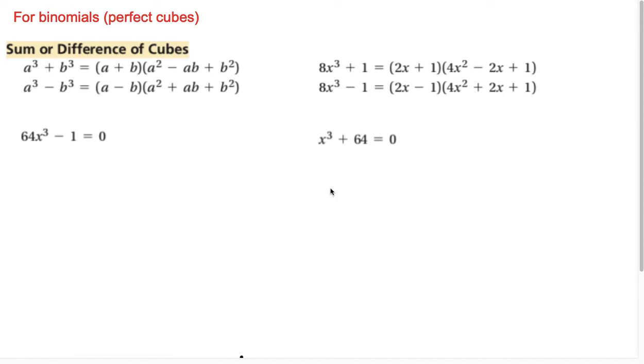Hey guys, welcome to my third video on factoring polynomials. In this video, I'm going to show you how to use the formula for sum or difference of cubes.